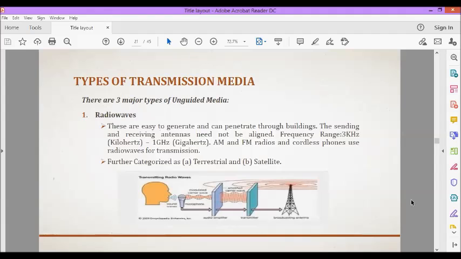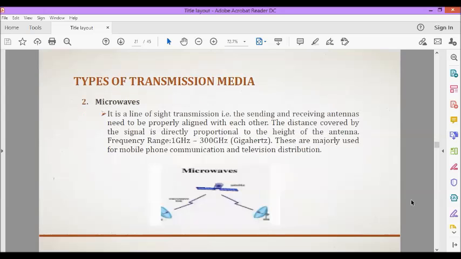So these are easy to generate and can penetrate through buildings. The sending and receiving antennas need not be aligned. Frequency range is 3 kilohertz to 1 gigahertz. AM and FM radios and cordless phones use radio waves for transmission. And it is categorized as terrestrial and satellite.